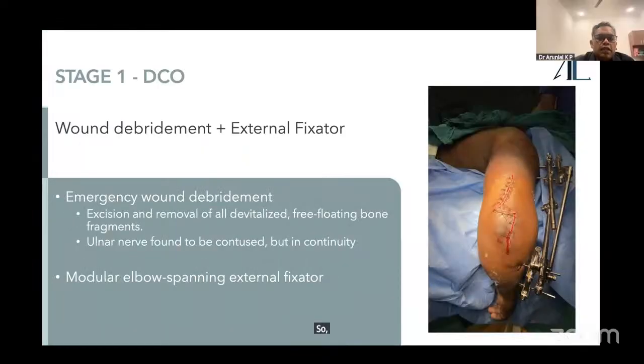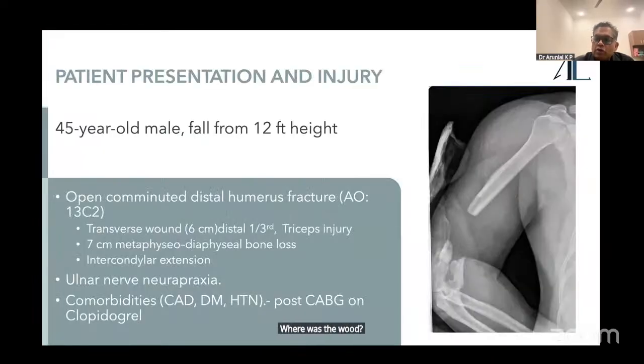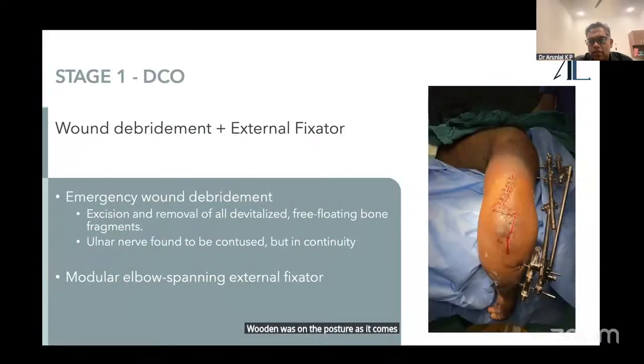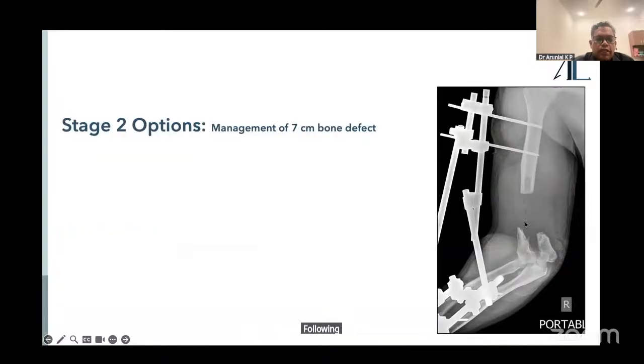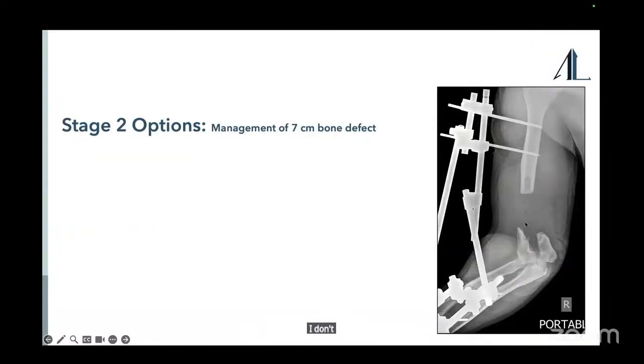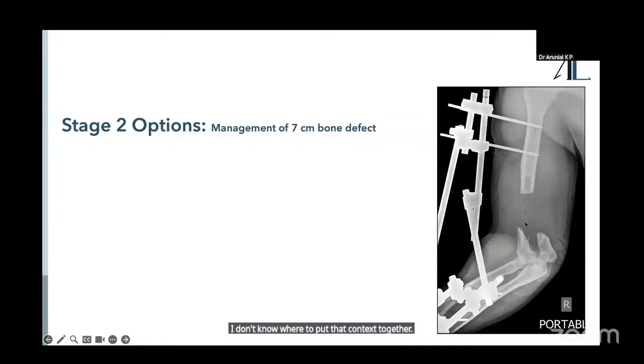So that was stage 1. Where was the wound? The wound was on the posterior aspect. You can see that there was a transverse wound here, and so I debrided it and then put an elbow spanning external fixator. There was contamination in the wound also. Those were the postoperative X-rays following the first stage. Then, Arun, where did you put that? Yes, I'm coming to it, sir.